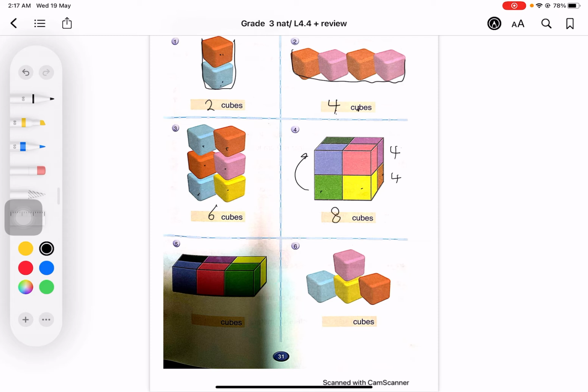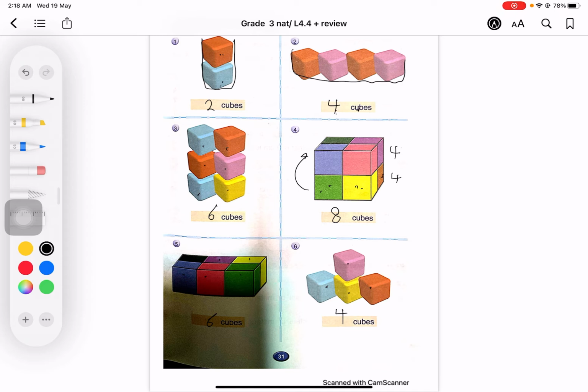My unit is cubes. 1, 2, 3, 4, 5, 6. It is 6 cubes here. Look at this box. 1, 2, 3, and there is 1 out from the other side. 4 down and 4 above. In all, they are how many? 8. How many here? You will count 1, 2, 3, 4, 5, 6. There are 6 cubes. How many are there? 1, 2, 3, 4. It's 4 cubes.